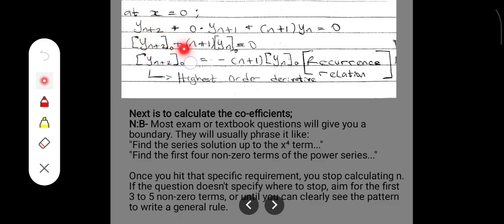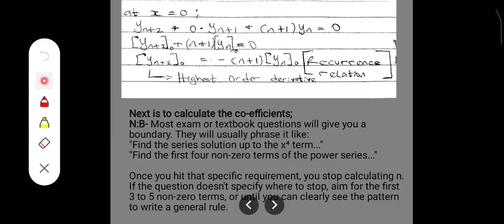So now plus this third factor, which is n plus 1 multiplied by y subscript n of 0, which is equal to 0. Now we'll make the higher order derivative the subject of the formula. So we have y subscript n plus 2 of 0 equals, when I carry this one to the left hand side, it is now negative n plus 1 multiplied by y subscript n of 0. This is now our recurrence relation. So next is to calculate the coefficients.